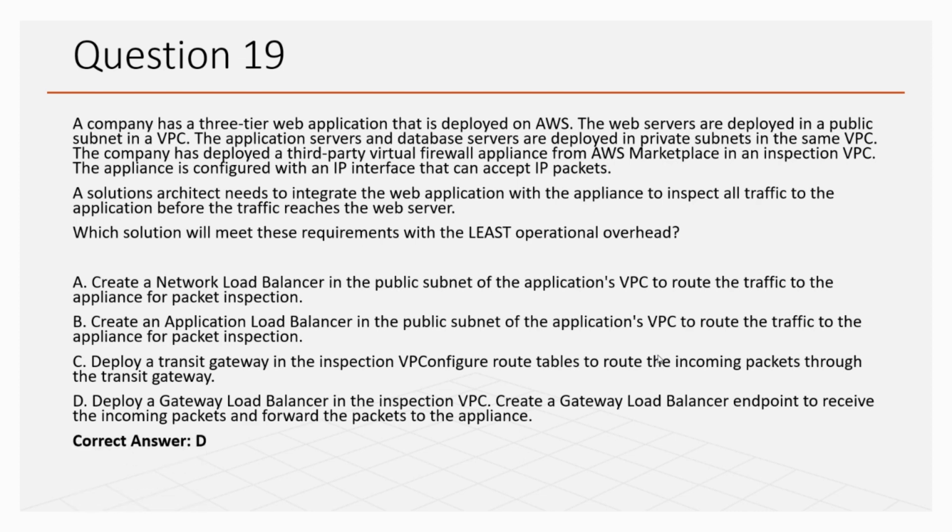Let's look at the correct option. And the correct option is D, that is deploy a gateway load balancer in the inspection VPC. Create a gateway load balancer endpoint to receive the incoming packets and forward the packets to the appliance. Now let's look into the next question.